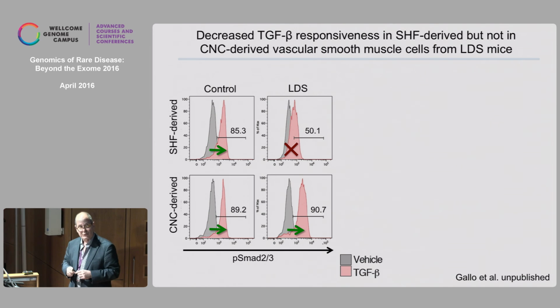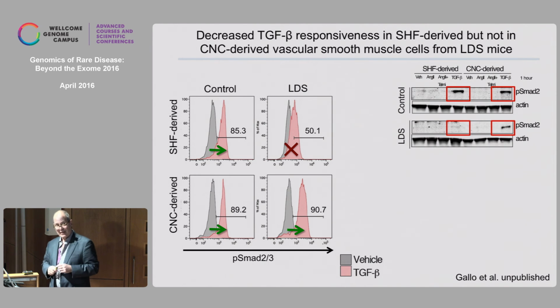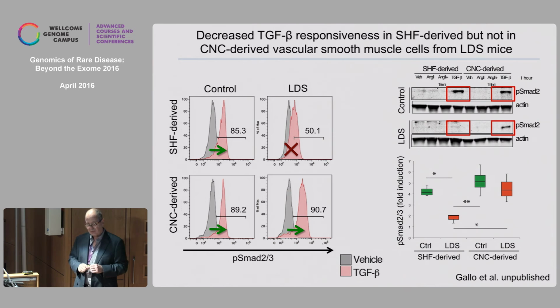But the same is not true for Loeys-Dietz syndrome second heart field-derived vascular smooth muscle cells that show a profound perturbation of their ability to respond. We could look at this by multiple different methods. Here I'm showing you by Western blot analysis that in control cells, both the second heart field and cardiac neural crest lineages show a robust response to TGF-beta, but in Loeys-Dietz syndrome, there's a selective impairment of this response in second heart field-derived vascular smooth muscle cells. And here I'm showing you the results for many, many different cell lines. Again, a collapse of signaling that's specific to Loeys-Dietz syndrome second heart field-derived cells.